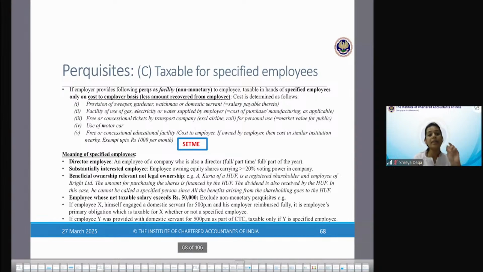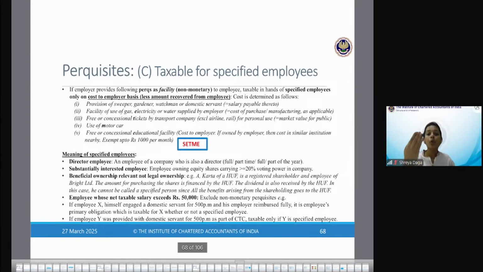We did that. There is a difference between the employer providing a servant to the employee and the employer reimbursing the salary cost of the domestic servant to the employee. Both are perquisites, but one is meeting a cash obligation and one is providing the facility itself. And why it is important is because if it is meeting a cash obligation, it is a taxable perquisite.